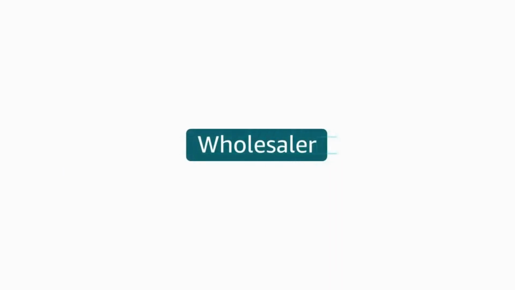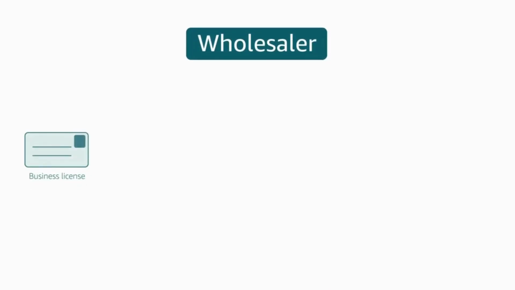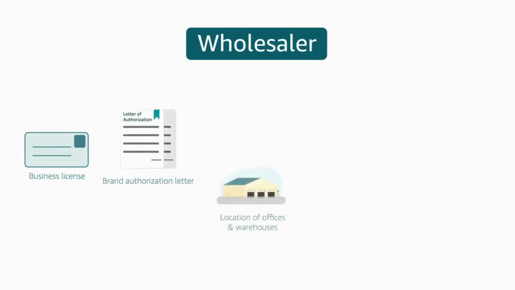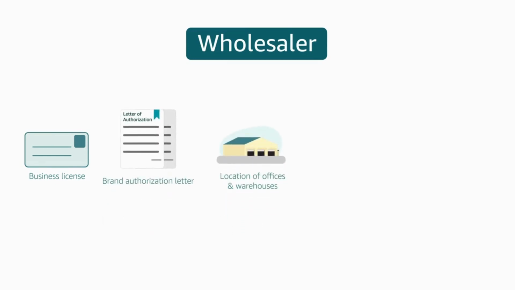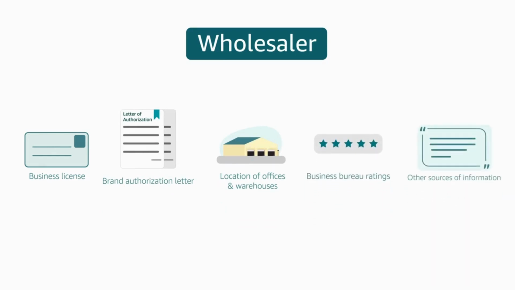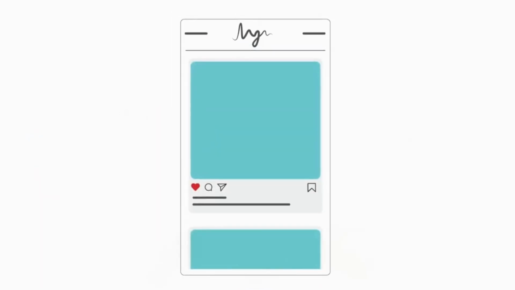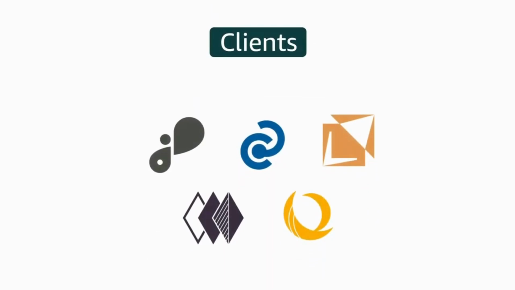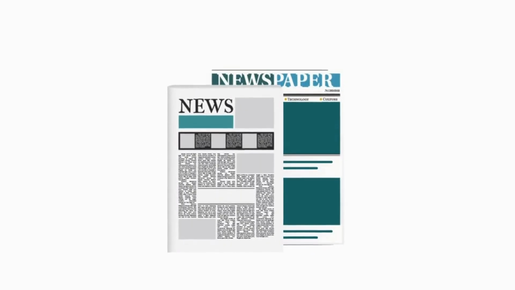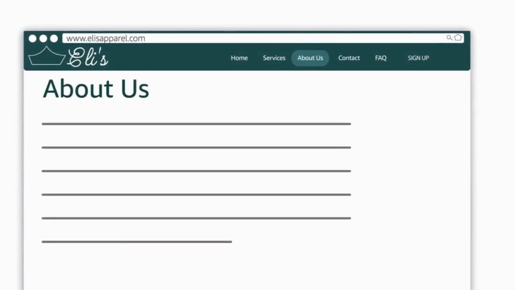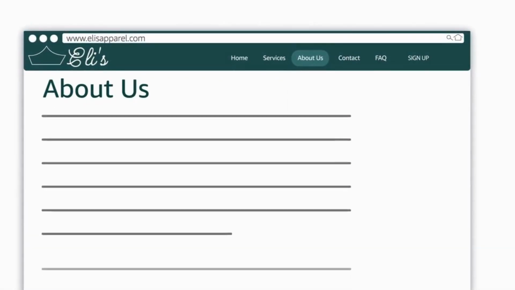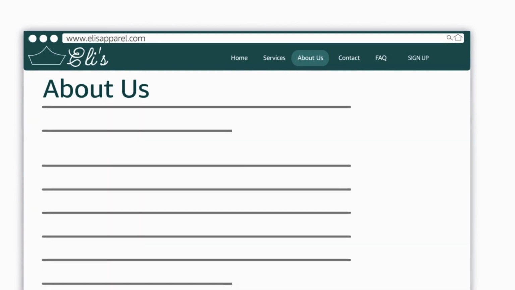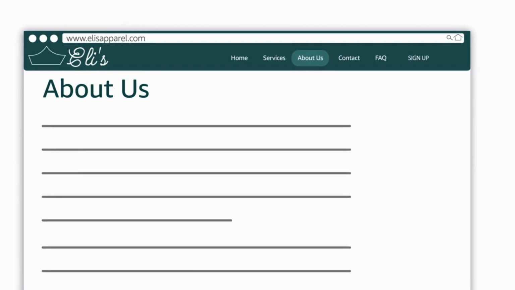Here are some sources of information that will help you verify the reliability of a supplier. Their business license, brand authorization letter, office and warehouse locations, business bureau ratings, and other sources of information that speak to the credibility of the supplier, such as their online and social media presence, amount of time they have been offering specific brands or products, news articles, and potentially more. It's also a good idea to review the About Us section on a company's website to understand their history, current performance plan, as well as plans for the future.